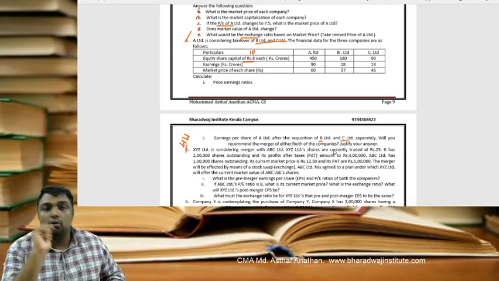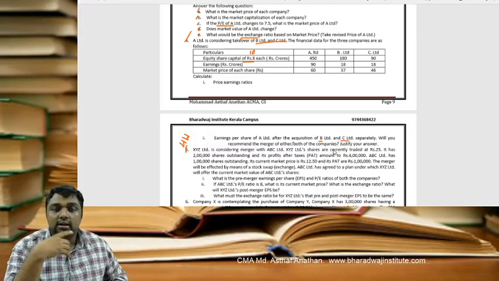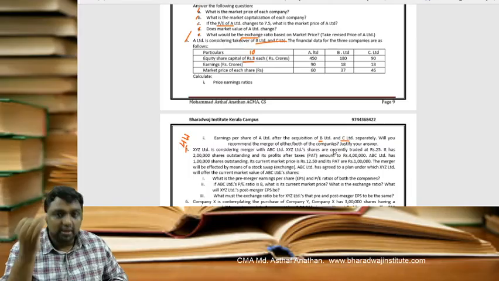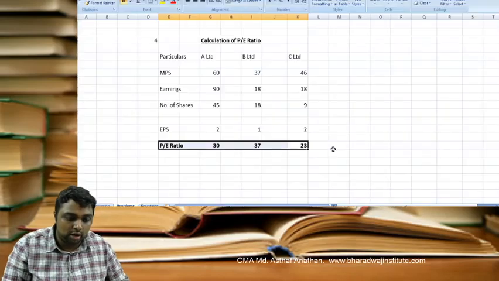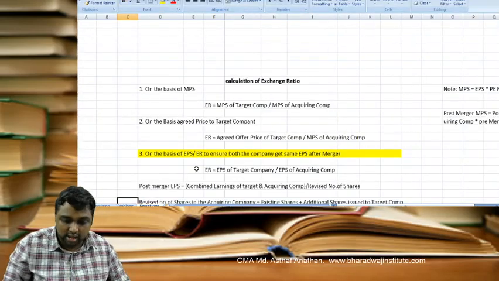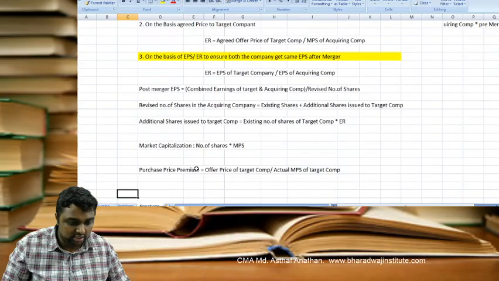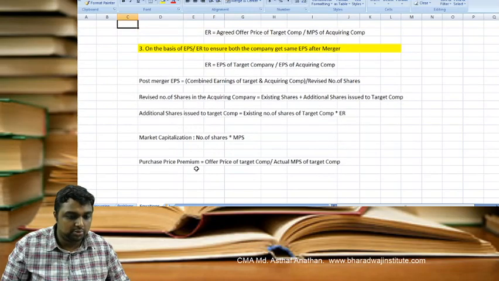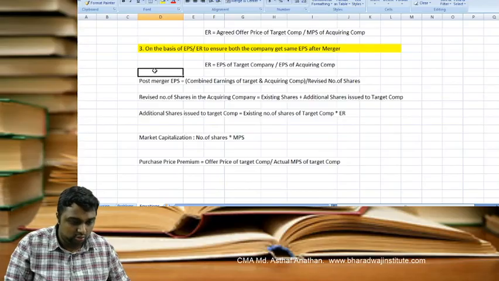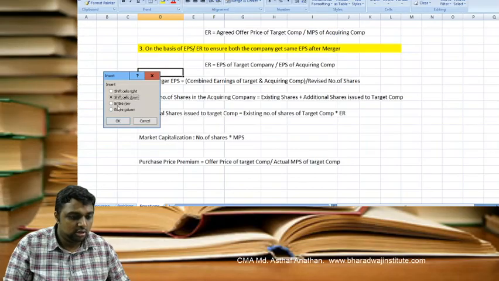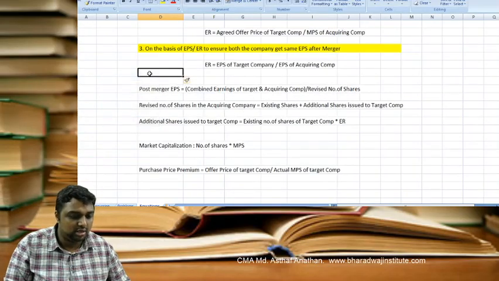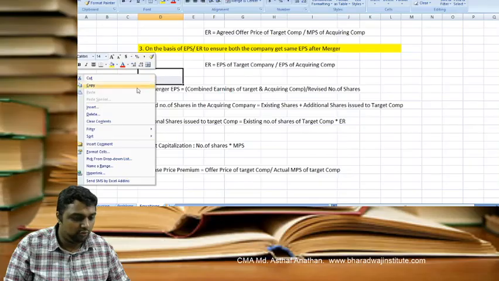See, so far in all the questions we have done, the question was telling what the exchange ratio is, whether it is market price basis, whether it is EPS basis, or whether it is given. Today I want to teach you one more method of exchange ratio. I told you to keep some space. Yes or no? I always tell you to keep some space in your equation area. So I hope all of you are writing equations separately in the back side of your notebook.